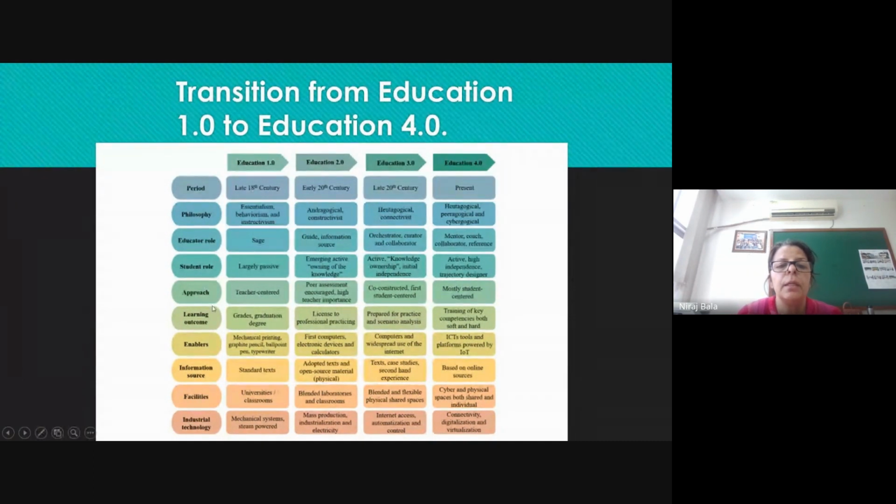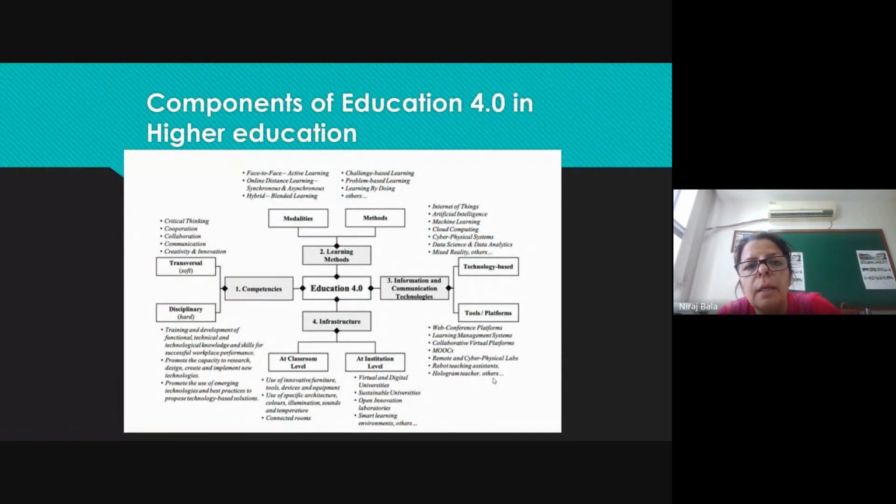So if you see here the learning outcomes, initially what was the major outcome of a degree? Okay, I will get a degree and I will get a job, that is all. But now we have to prepare the students for various competencies. In the next slide, I will show you the various competencies which are to be taught to the students. At that time we had these limited materials. Now we have computers, ICT tools, blended learning, online sources. So this is how the transition from Education 1.0 to Education 4.0 has taken place, in line with Industry 1.0 to Industry 4.0.